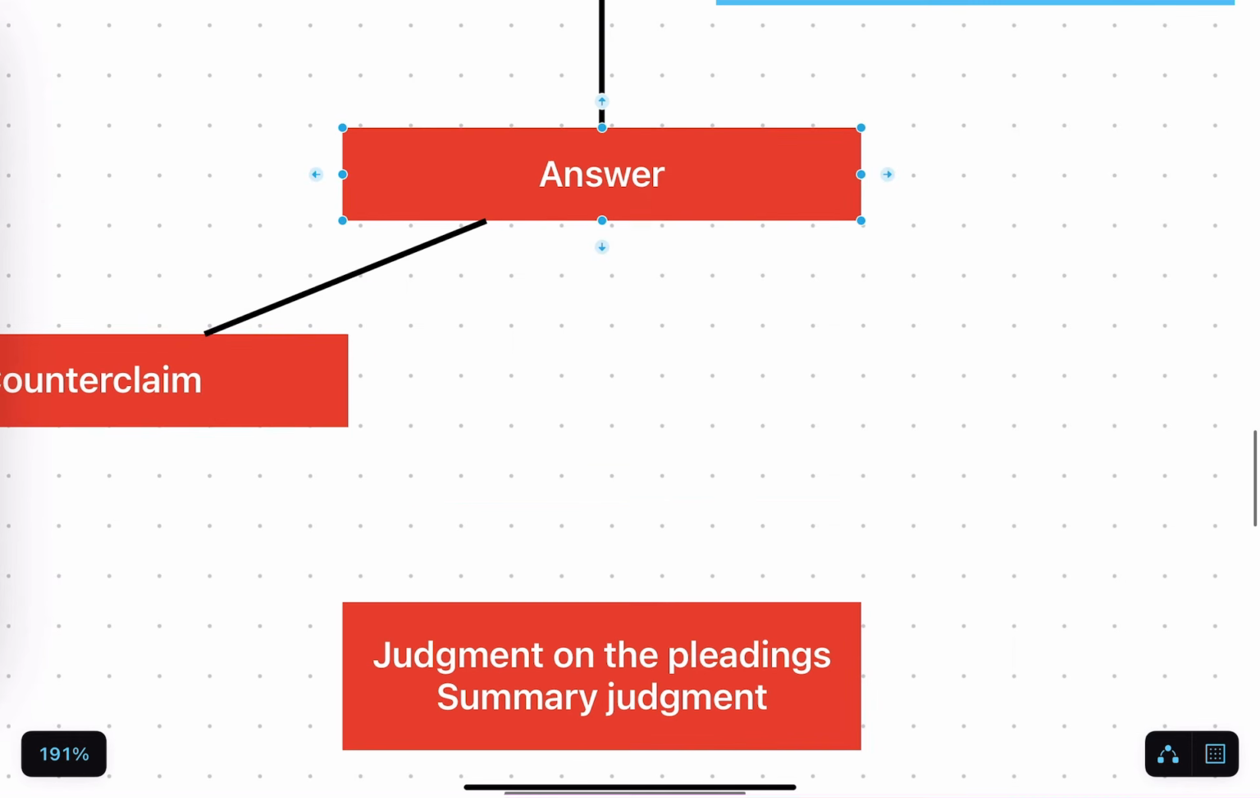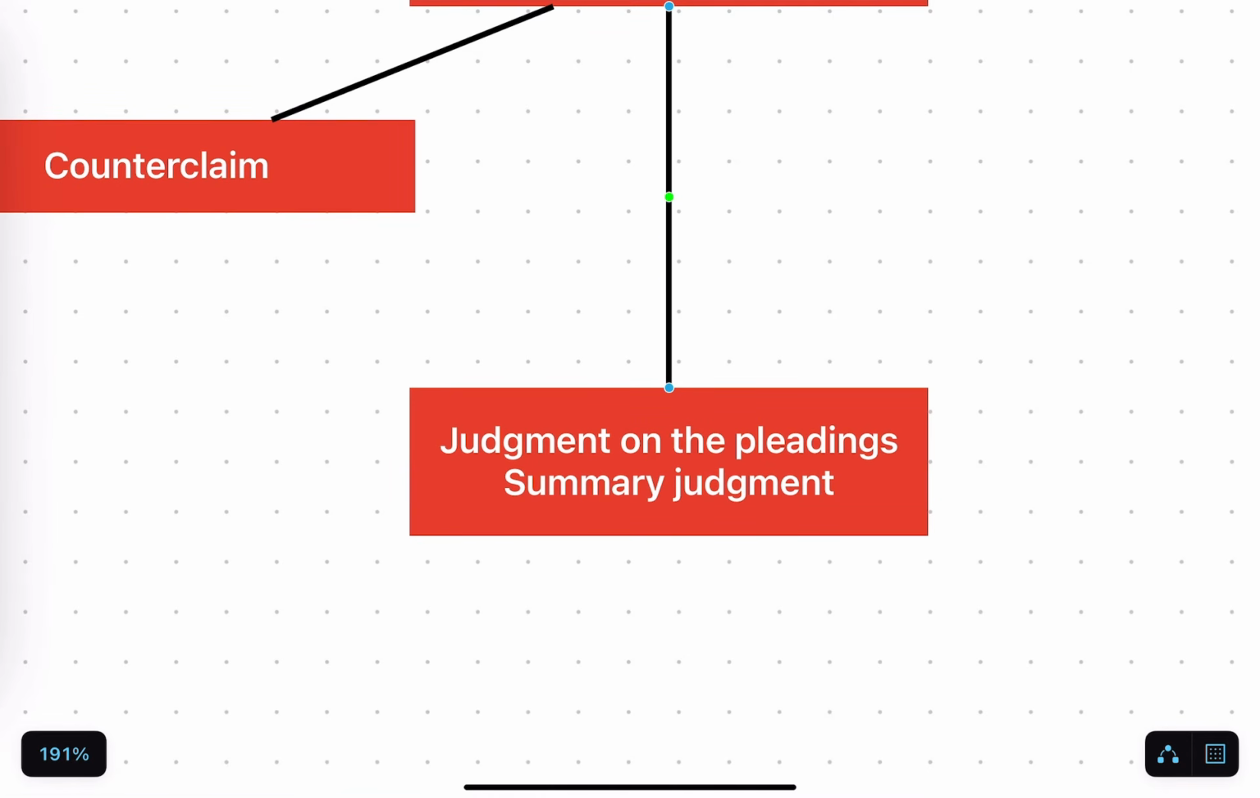So again, nagbabase ito sa answer. Okay? Pag ang answer again fails to tender an issue, or there's admission of the material allegations, then judgment on the pleadings. However, if the defendant fails to raise a genuine issue, or the issues raised are sham, fictitious, or not genuine as shown by the affidavits, depositions, or admissions, then the court will proceed with summary judgment.